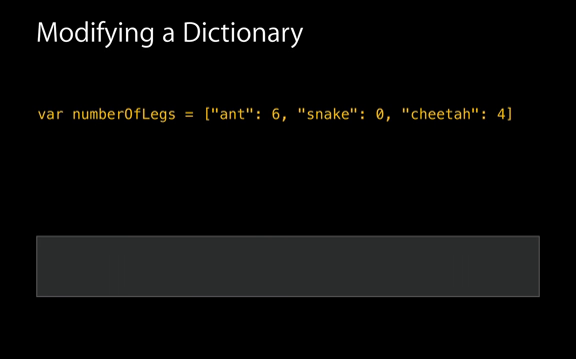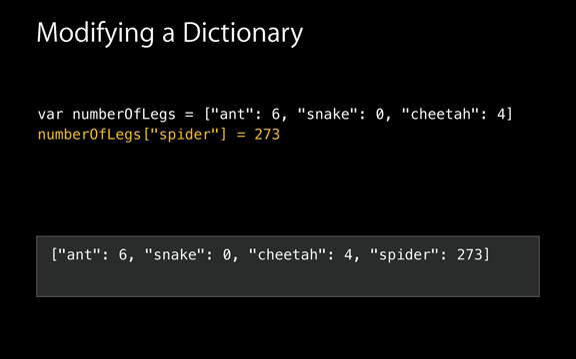Well, we can modify, here's our dictionary from earlier. We have 3 key value pairs for animals and legs. And so we start off with 3, but we want to add a new animal to this array. This is as easy as just assigning a new value for a key that's not already in the dictionary. Here, we're adding the fact that spiders have 273 legs.